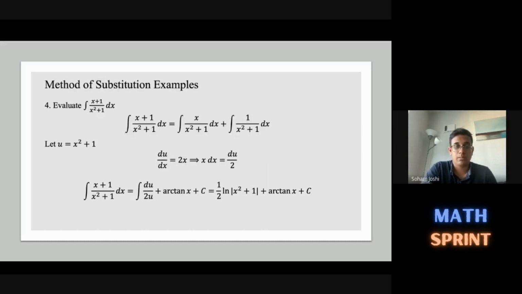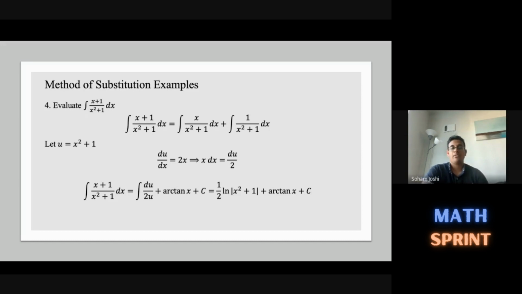Okay, so here's our problem. We need to integrate x plus 1 divided by x squared plus 1 with respect to x. So how do we do this? Now you need to split the function into 2 smaller functions. So we have x by x squared plus 1 and 1 by x squared plus 1.